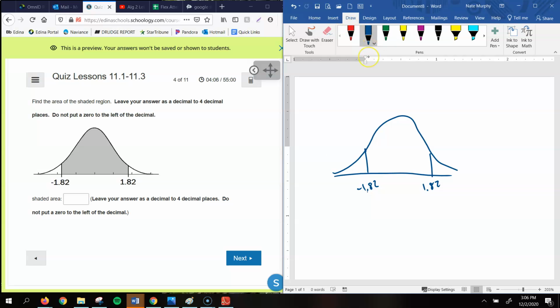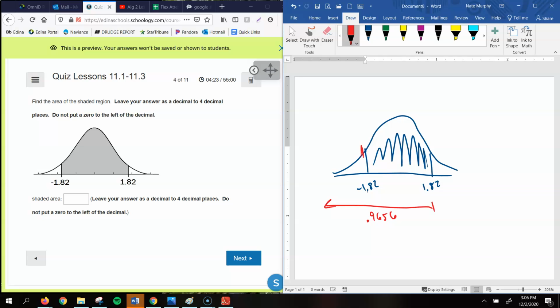So we're trying to find the shaded region in between there. Now our table is going to give us the area to the left of 1.82. So I'm going to look that up. So on my table here, I'm looking at 1.82 would be 0.9656.